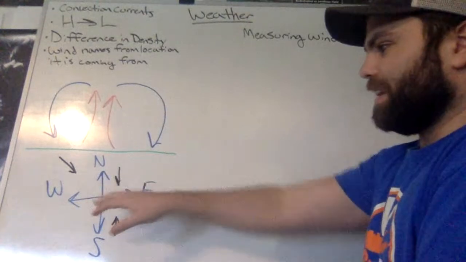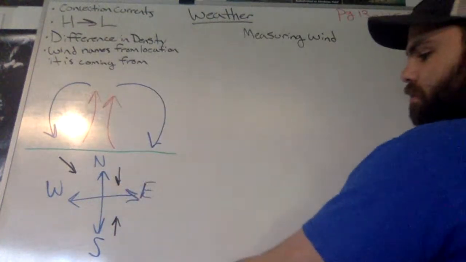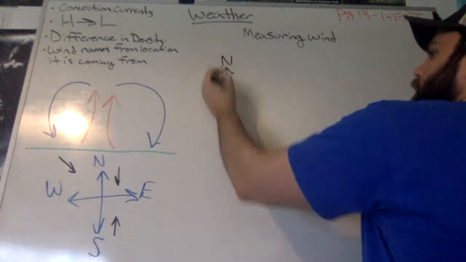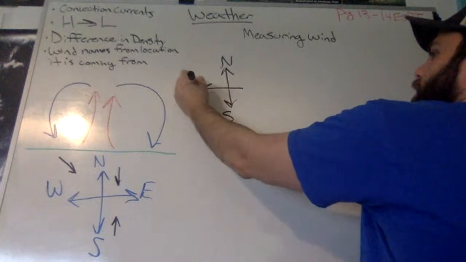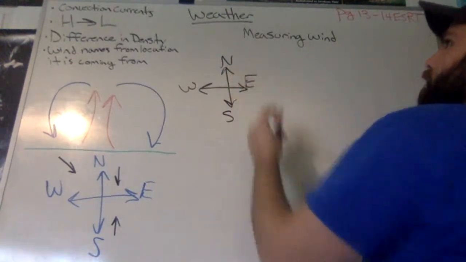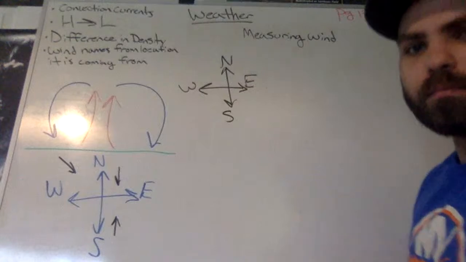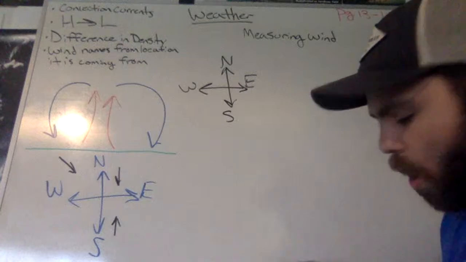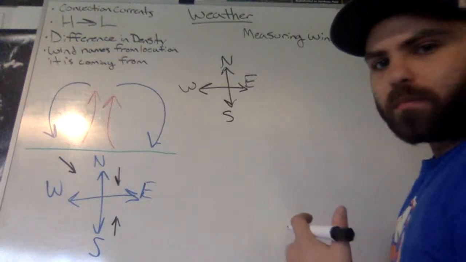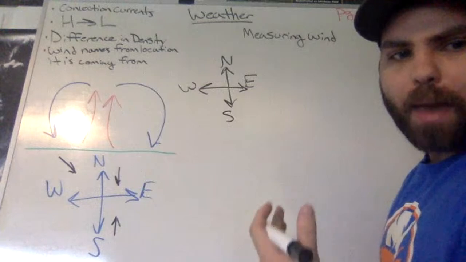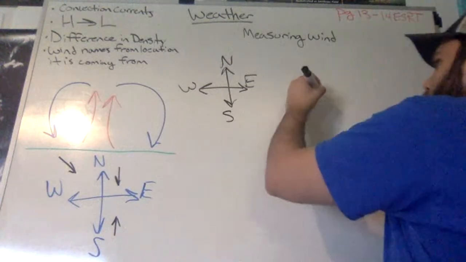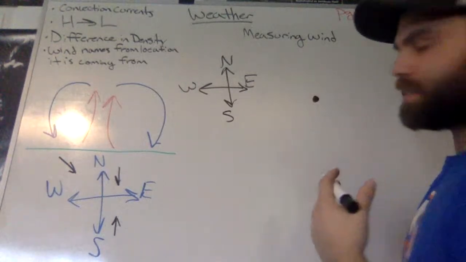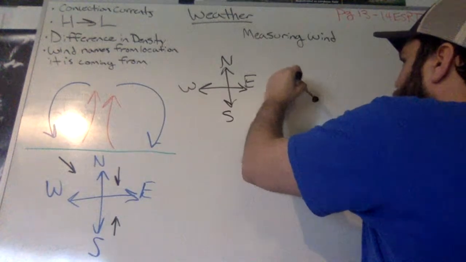So again, I'm going to keep this up over here. We've got our north, south, west, east. Now what we're going to do is wind speed and direction. This is all we're going to be measuring today. When you're looking at a map, which I haven't shown you guys yet, you're going to have this little dot, and this little dot is going to have a line going out of it.